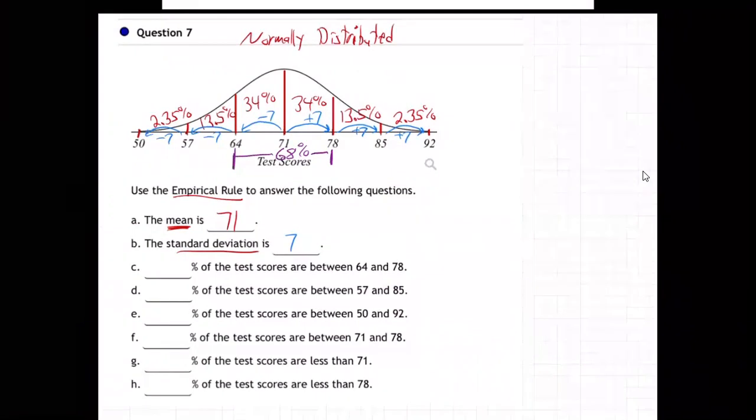68% of all the people, right? See how that's just 34 and 34? So that's what they're asking here. What percentage of the test scores are between 64 and 78? Well, 34 and 34, another 68%.